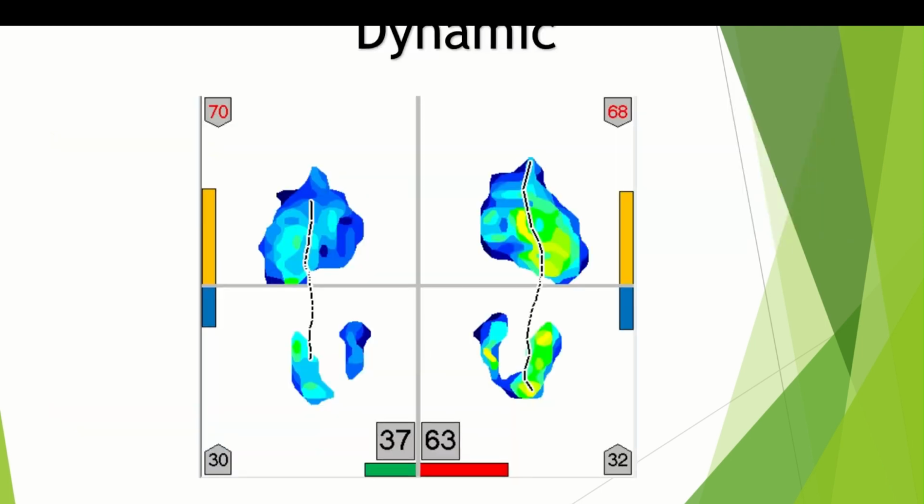You can see here on the dynamics, this is him walking over the mat. Only 30% of his body mass is applied to his left foot, 63 to his right whilst walking over it. You can also see that the centre of force trajectory line is much shorter on the left, meaning he's not using as much of that foot on the ground as he is with the right.